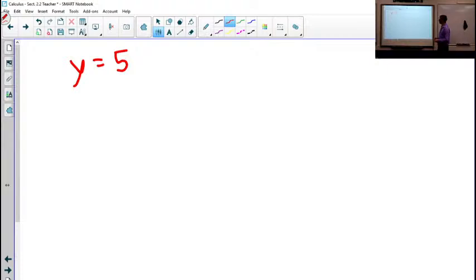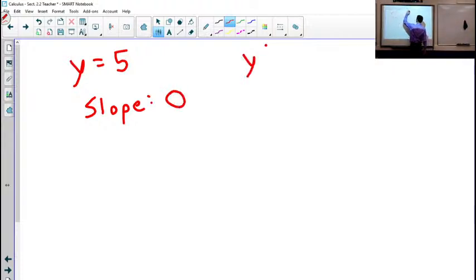y equals 5. What's the slope? What does a graph look like? Horizontal line, so the slope is 0. So in other words, y prime, the derivative, no matter where we are, is going to stay 0.